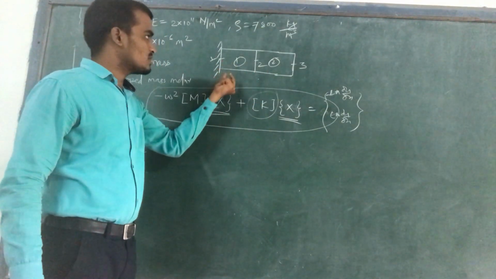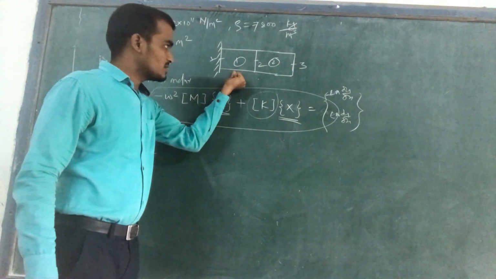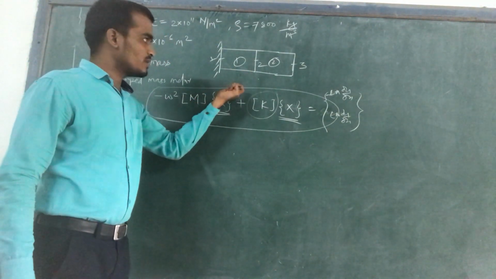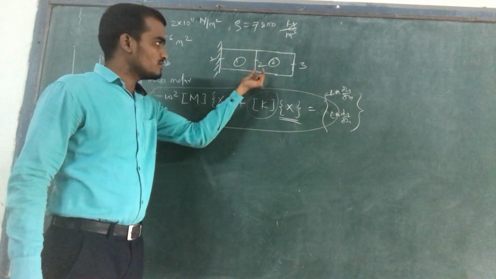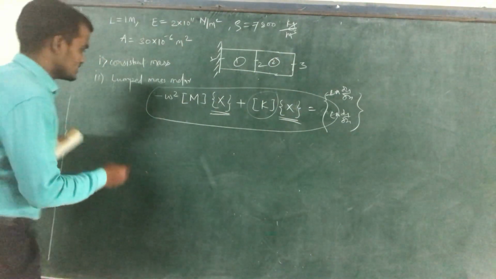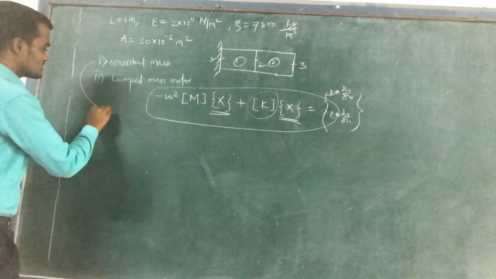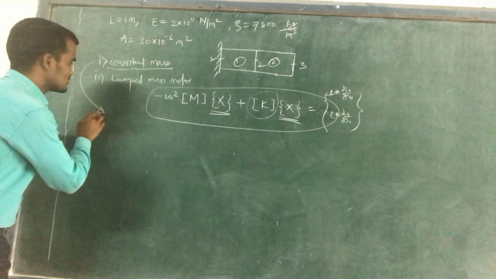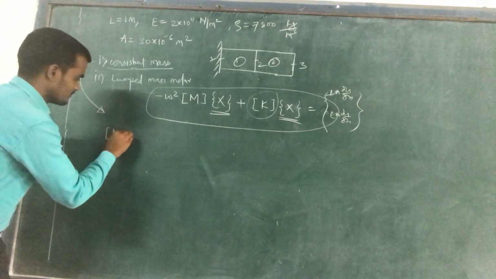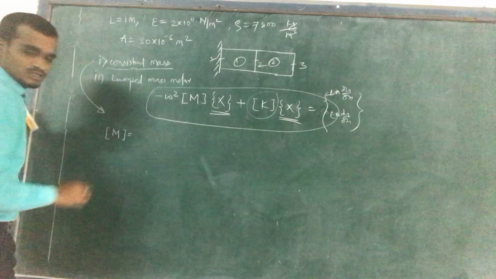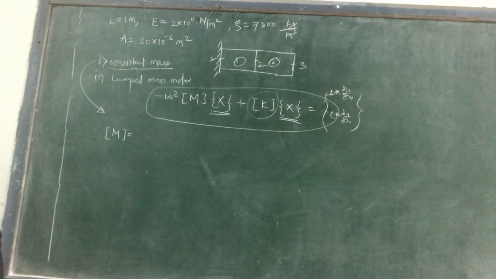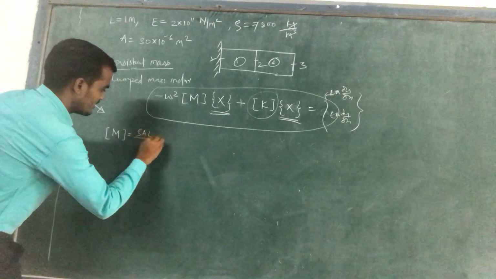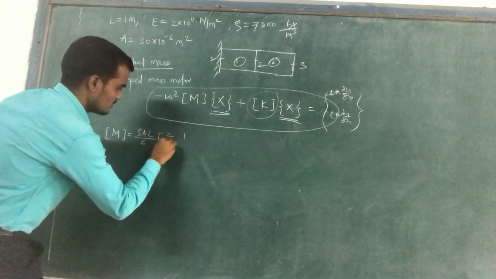First we need to find the mass matrix for the first element as well as the second element. As the properties of these 2 elements are equal, we need to find the mass matrix only once. Similarly, we need to find the stiffness matrix only once. First we will solve using the consistent mass matrix system, for which the mass matrix is given by rho into A into L divided by 6 in bracket 2 1 1 2.